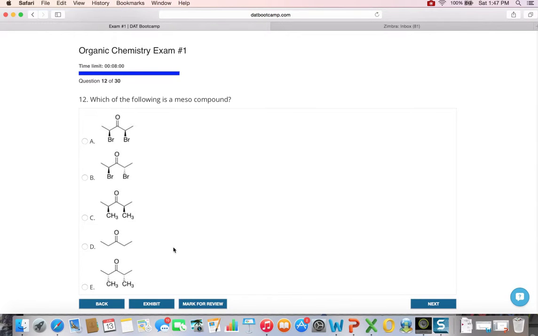Which of the following is a meso compound? E and C look very tempting, but they're not chiral, because this has 2 methyl groups, this has 2 methyl groups. So we can eliminate those. D isn't chiral either. B has 2 chiral centers and no internal symmetry plane, so it's not a meso. That leaves A as the meso. 2 chiral centers, but an internal plane of symmetry such that the left half is the mirror image of the right half.